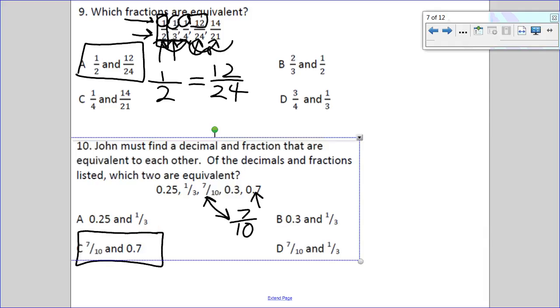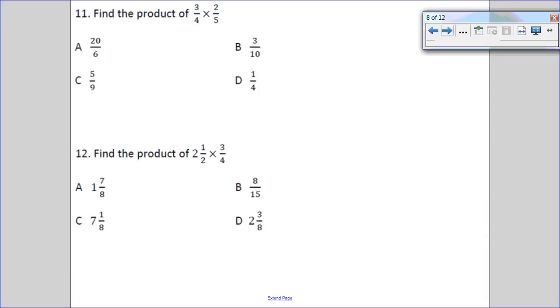7 tenths is 0.7. Okay, so review the first 10 minutes. It covers sort of how to do that. All right, so find the product of 3/4 and 2/5. Now, product is basically the answer to a multiplication problem. Okay, so when you multiply two numbers, what you end up with is the product of doing that.